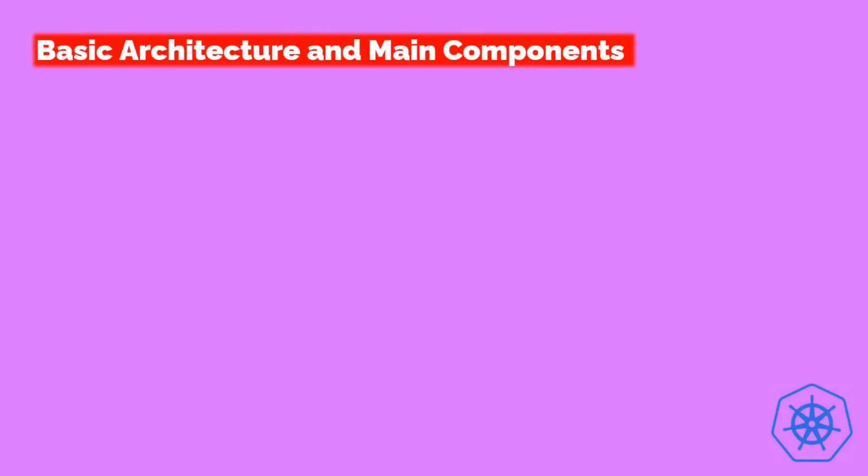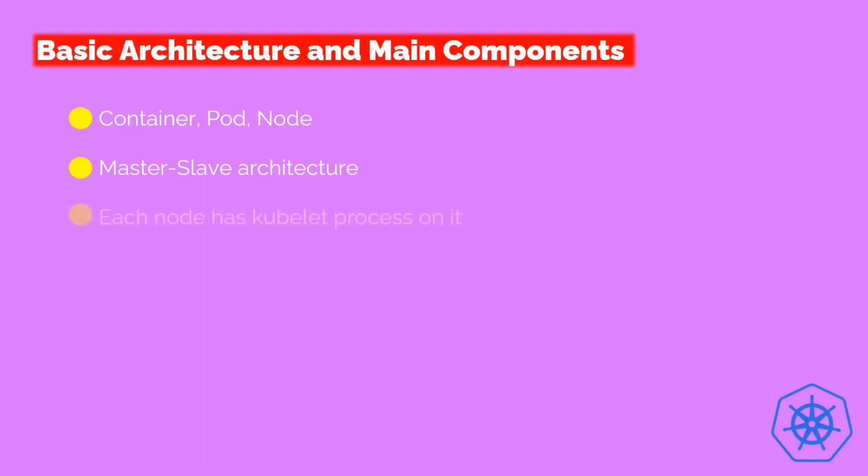So now let's talk about the basic architecture and main components of it. Kubernetes runs our workload by placing containers into pods to run on nodes. Depending on the cluster, a node may be a virtual or physical machine. Each node is managed by the control plane and contains the services necessary to run pods. Kubernetes follows a master-slave architecture and has a master node and multiple worker nodes. Each node has a kubelet process on it, and in the cluster, nodes can talk to each other by using kubelets.